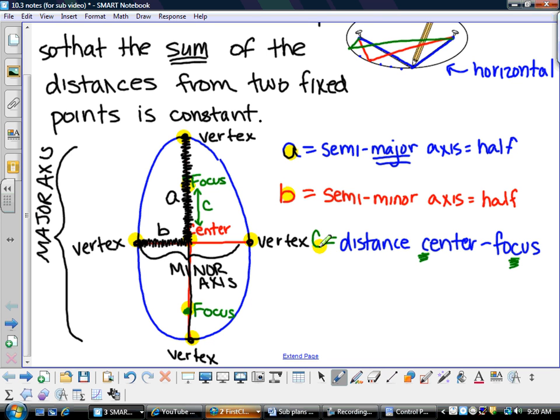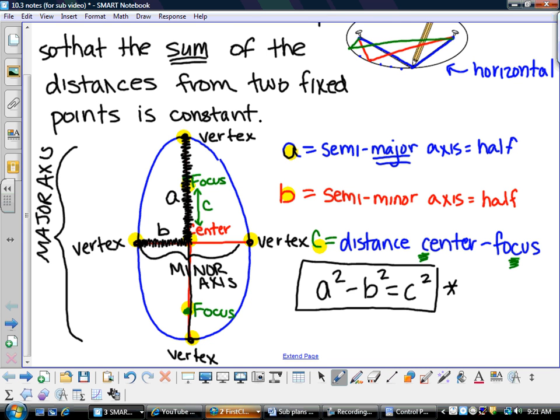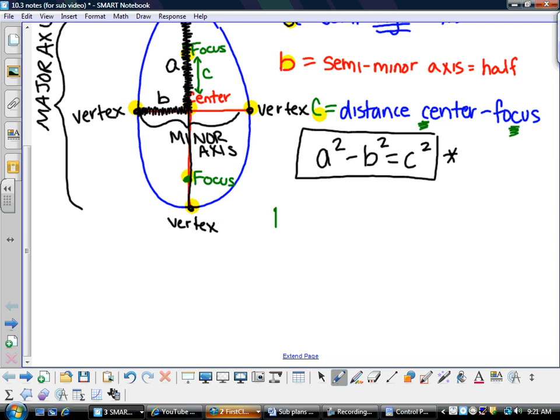Now we're ready to start writing an equation. First equation is A, B, and C are related by the equation A squared minus B squared equals C squared. That's a very important one. That is true for every ellipse. Good one to write down. That's not the equation of the ellipse, though. For the equation of the ellipse, I'm first going to remind you what a circle's equation looked like. A circle's equation was (x minus h) squared plus (y minus k) squared equals r squared. That's from 10.2.